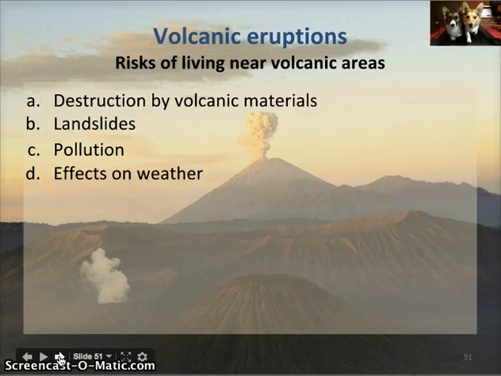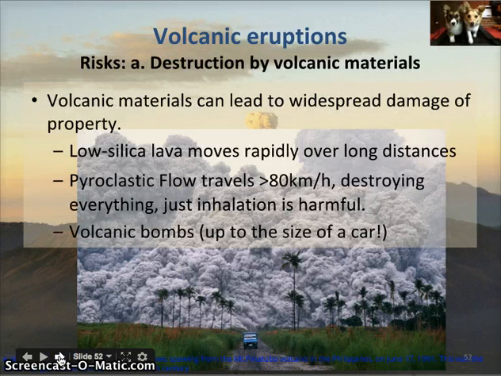So there are four risks of living near volcanic areas. The first is destruction by volcanic materials. Now, these volcanic materials can cause widespread damage to property because low-silica lava moves slowly but will travel rather rapidly over long distances if there are great slopes. And pyroclastic flows of stratovolcanoes can travel much faster, at more than 80 kilometers per hour, destroying everything in their path. Just inhaling it is harmful.